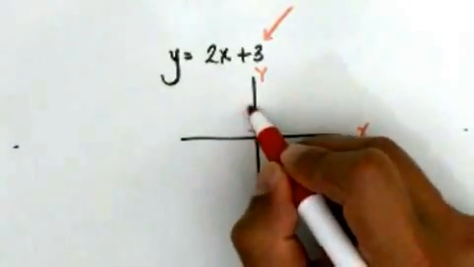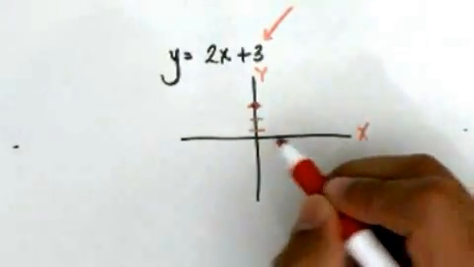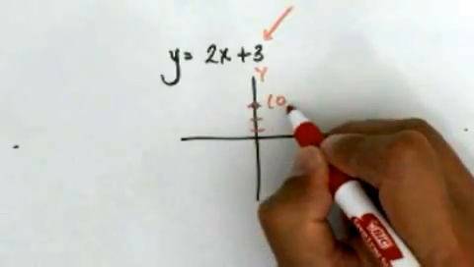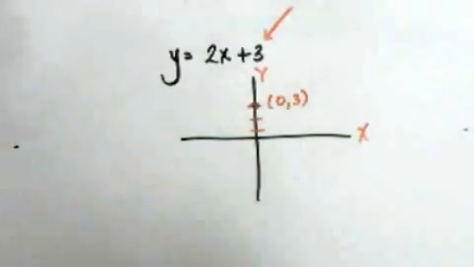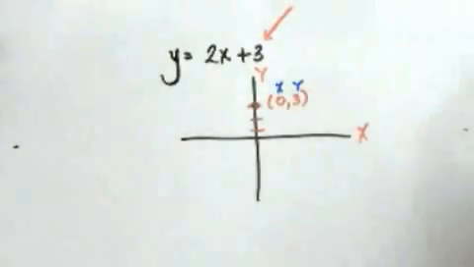1, 2, 3. And it would be this point here. Now remember, this is a point. So the coordinate is 0, 3. 0 is the x coordinate and 3 is the y coordinate.